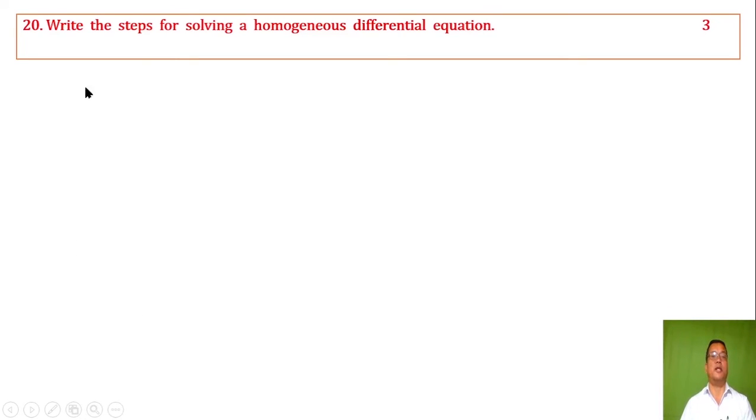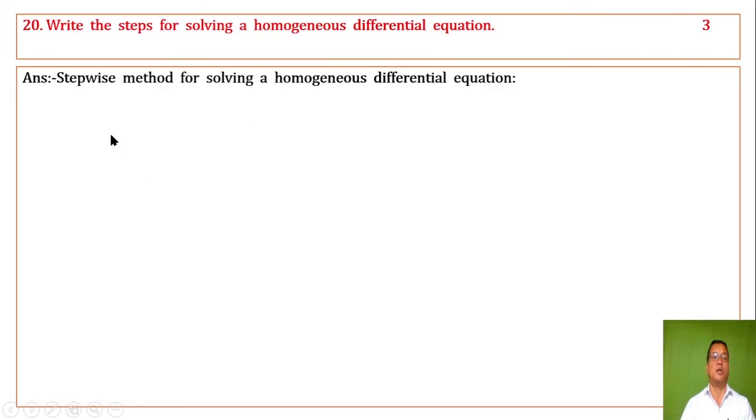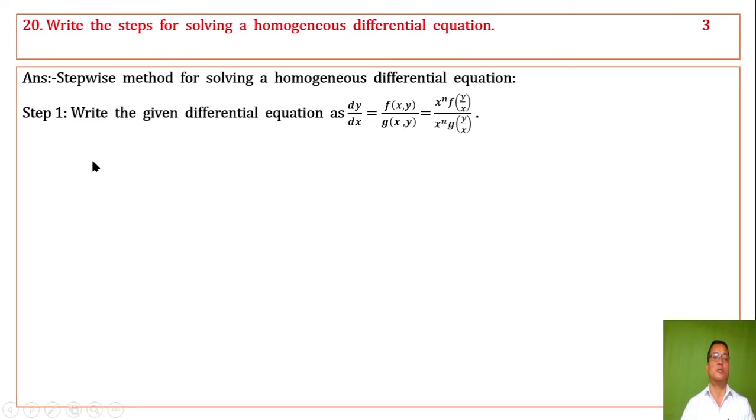Question number 20. Write the steps for solving a homogeneous differential equation. Stepwise method for solving a homogeneous differential equation. Step 1. Write the given differential equation as dy by dx equal to f of x, y by g of x, y, or x to the power n times f of y by x whole divided by x to the power n times g of y by x.